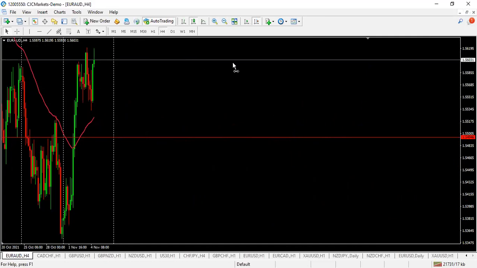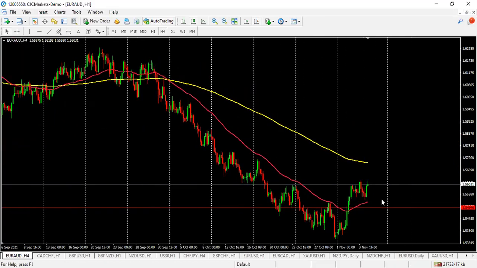Let's look at 4 hours. This is where you need to be careful. We can see that on 4 hours, who can tell me what is the trend of the market based on what we have here? Downward trend. Thank you, Mr. Jeremiah. Because price has not been able to break the long-term trend.